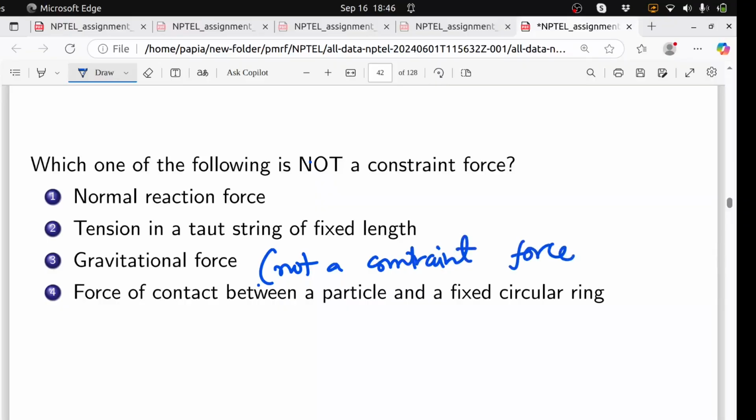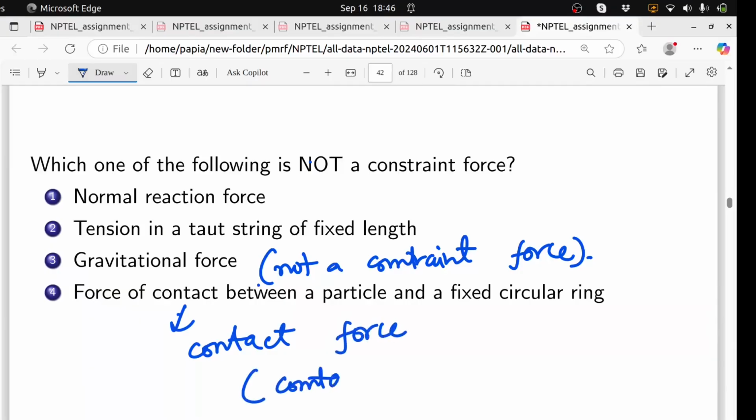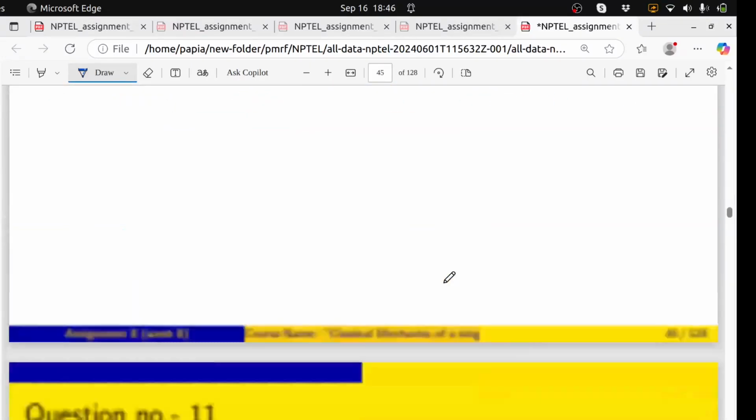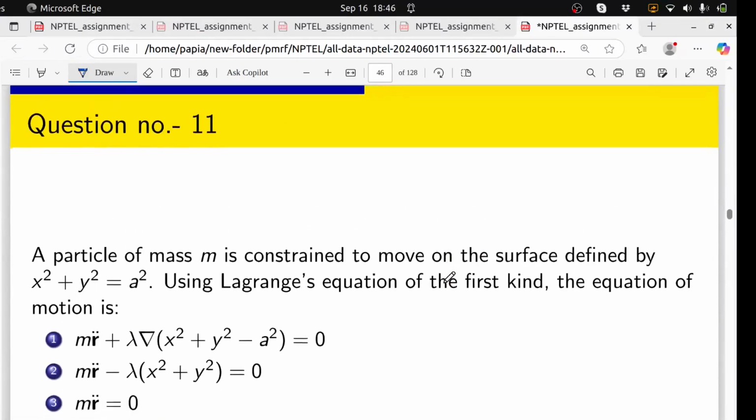a constant force. Now coming to the force of contact between a particle and the fixed circular ring. So this is also a contact force, so that is also a constant force. So we can see that the actual option for this case will be gravitational force. This is not a constant force. Okay, now come to the next question.